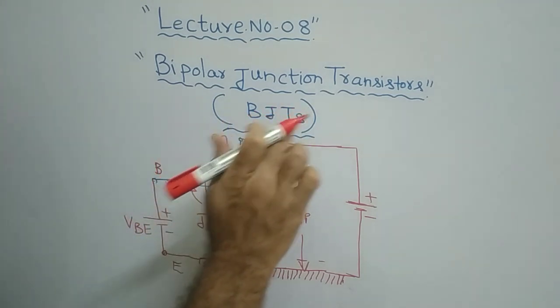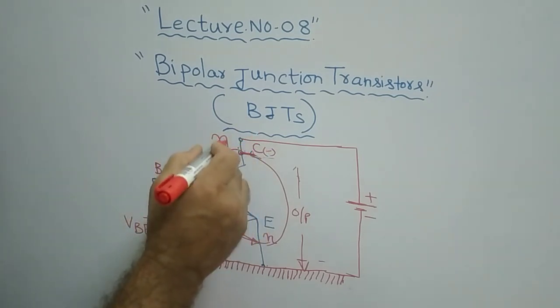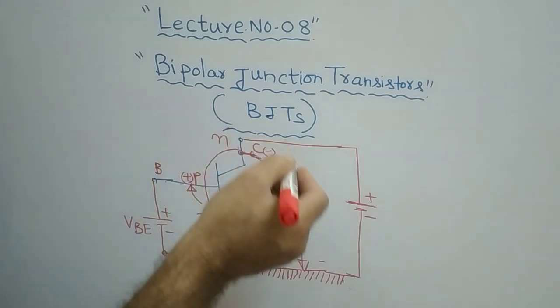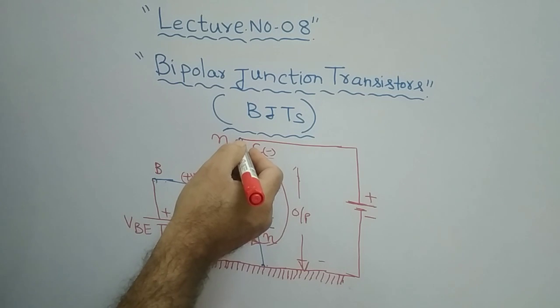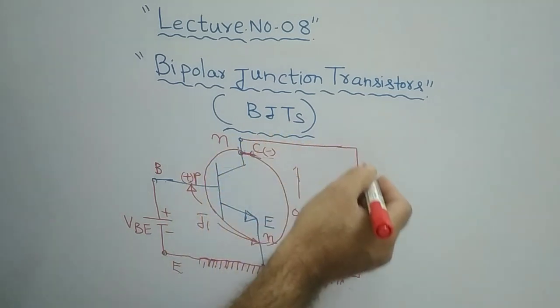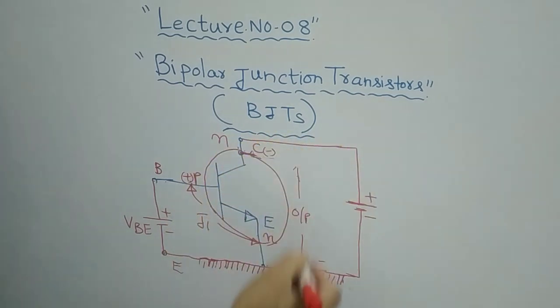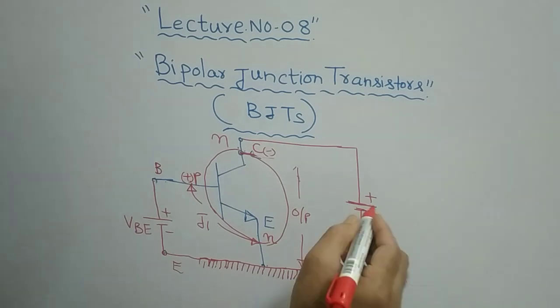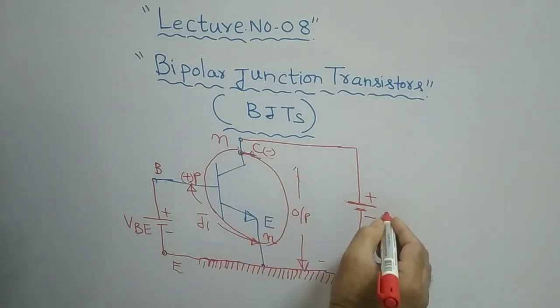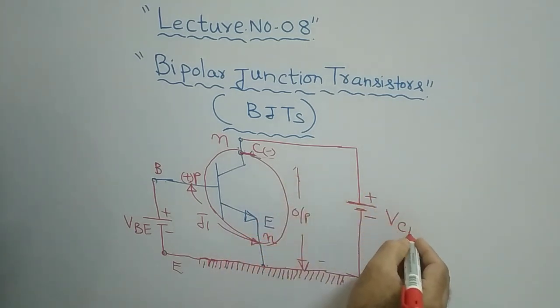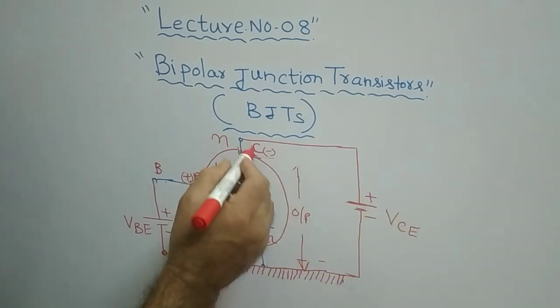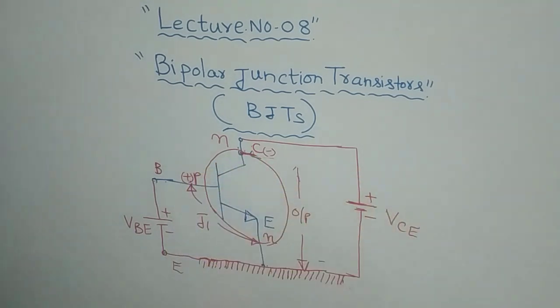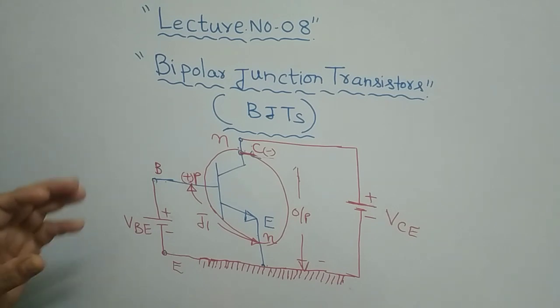For N type, the majority carriers are electrons. Electrons are negatively charged. For the negatively charged electron, if you give the positive battery here, then the output junction will be reverse biased. Therefore, obviously, this power supply is collector to emitter, so VCE. Therefore, this is how the transistor should be connected.